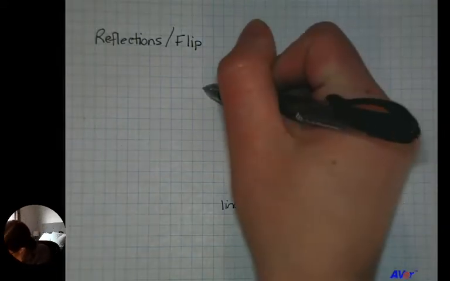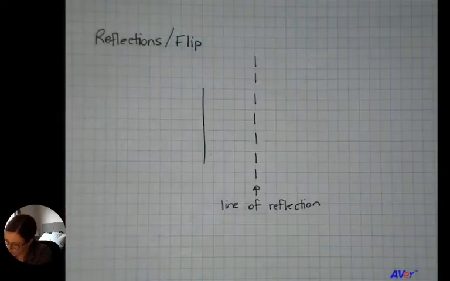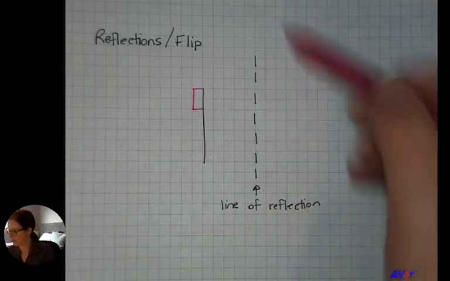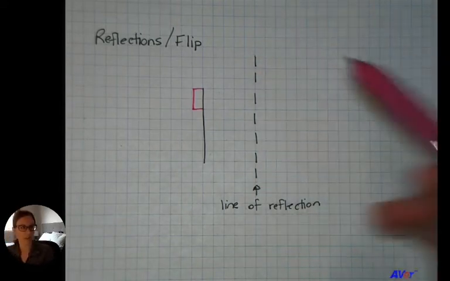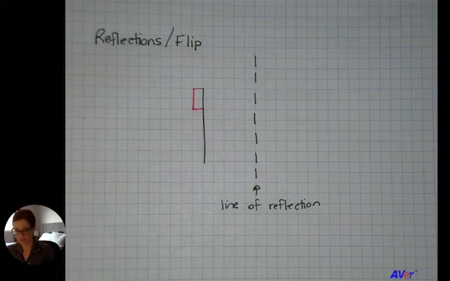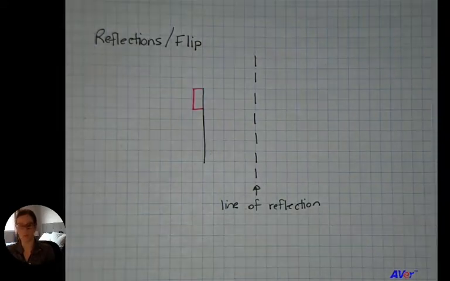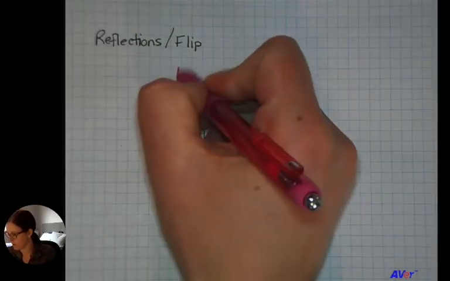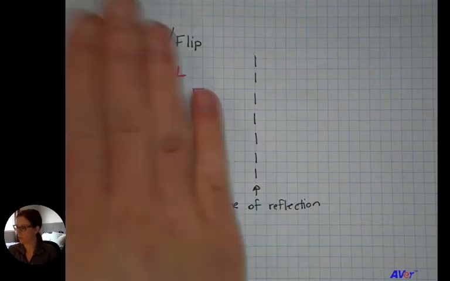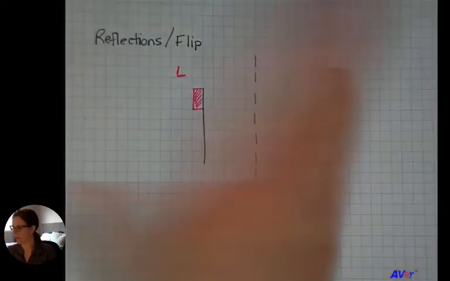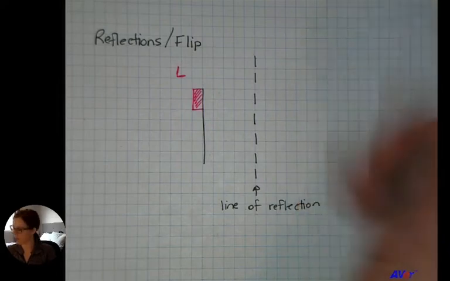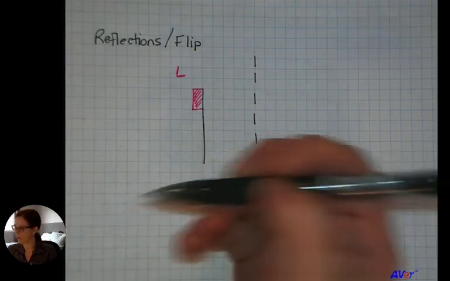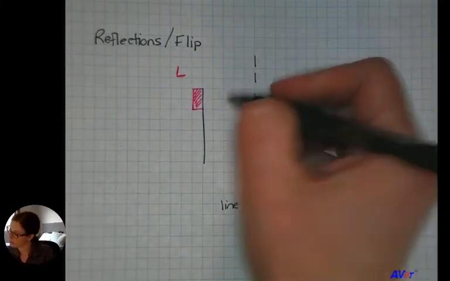If I create a little flag here, for example, there's my flagpole and my flag. When I reflect it through my line of reflection, it should not change its size, should not change its shape, but it will change which way it points. Right now my flag is on the left side of my reflection line. When I flip it, it's like a pancake, so it should end up with my flag on the right side of my flagpole. Again, I'm going to teach you those point-to-point strategies like I taught you with translations.